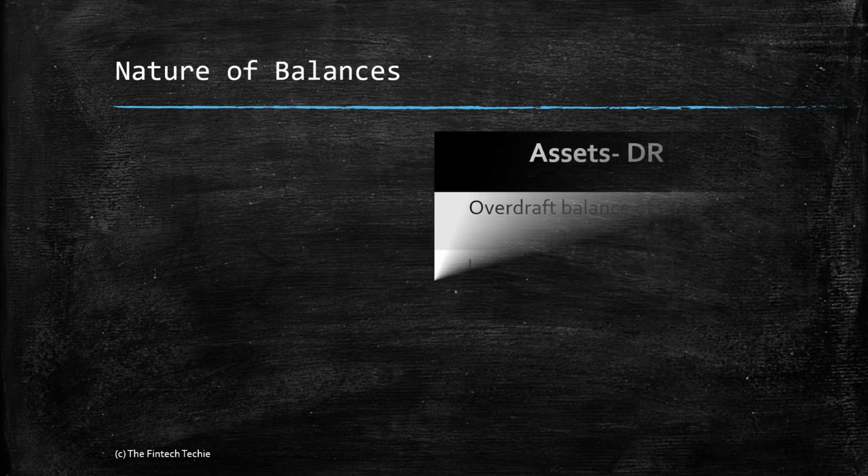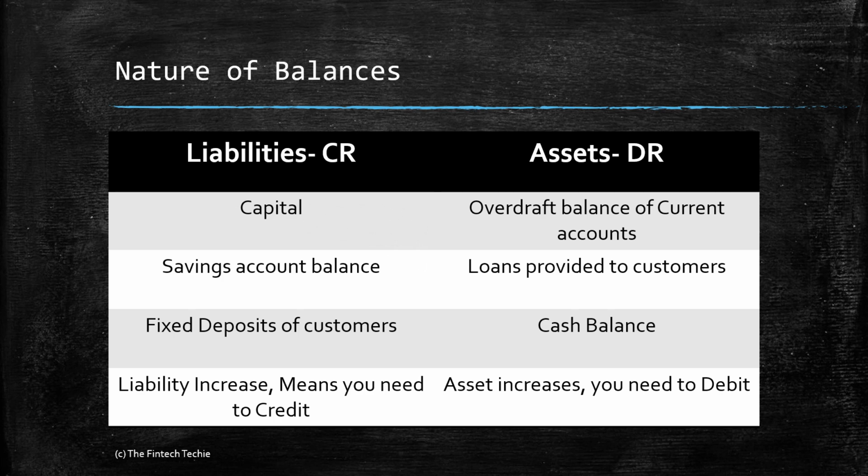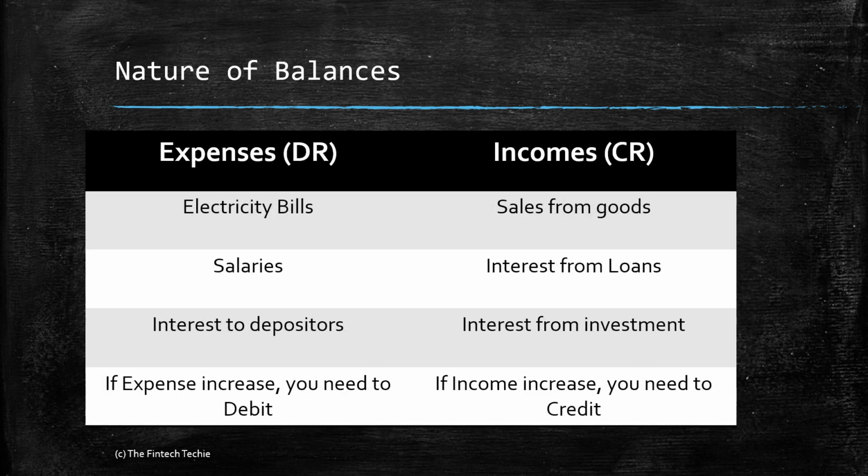Next, it is important to know the nature of balances. Assets, as a rule, are in debit balance. Liabilities, as a rule, are always in credit balance. So this means that the more the liability increases, you need to credit that entry. The more the asset increases, that leg you need to debit. Similarly, for income and expense, incomes are in credit balance, expenses are in debit balance. If expense increases, you need to debit. If income increases, you need to credit.